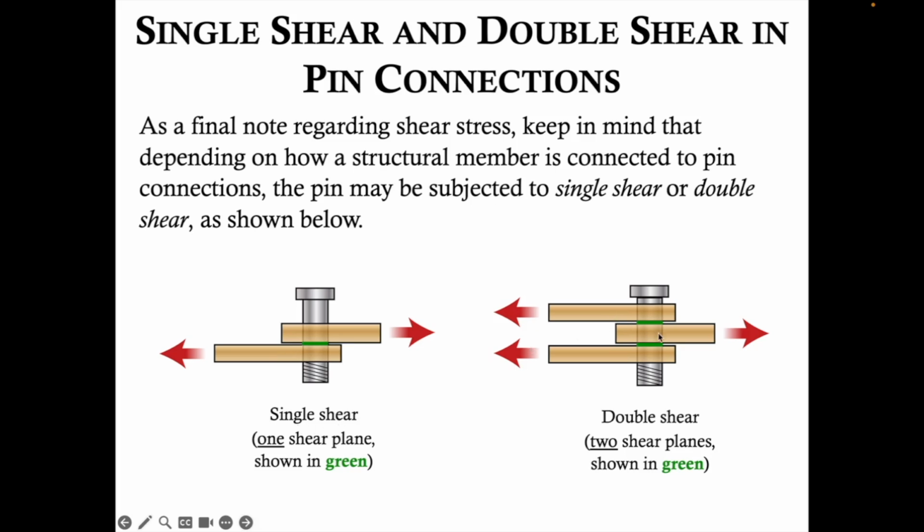Now if we had three boards that were basically stacked on top of one another with a pin going through them, and have one board with a force to the left, this board with a force to the right, and this board with a force to the left, we could potentially have shear failure along two cross-sectional planes within this pin. This is a state of double shear, two shear planes which are shown here in green.